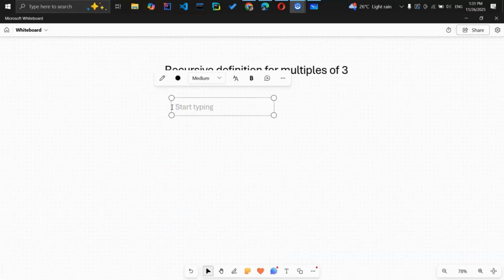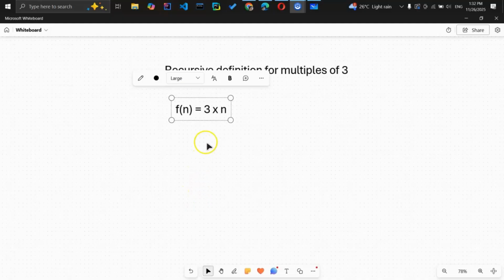The topic is recursive definition for multiples of 3, right? In this case, what is the recursive function of this? The function f(n) equals 3 multiplied by n, right? This is the equation. 3 is the constant value, right? And n can be changed.